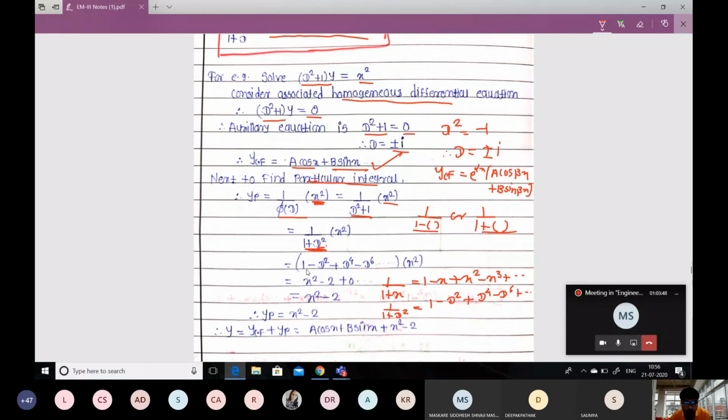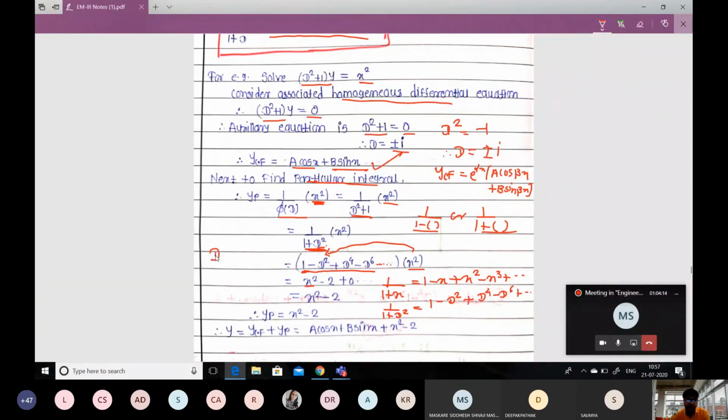So that's why we got here 1 minus d square plus d to the power 4 minus d to the power 6 and so on, and this x square term as it is. Now just multiply this x square term inside the bracket. First term is 1 into x square, so just writing x square as it is. Now minus times d square.